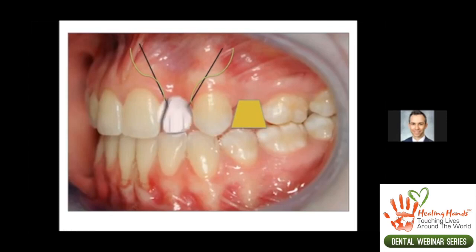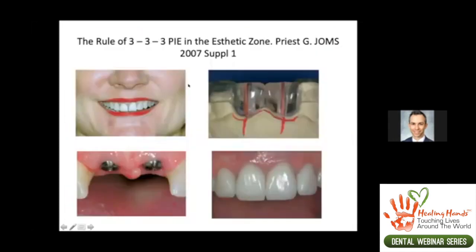Now we remember, based on the position of the lateral incisor here, that usually the zenith of the marginal gingiva is going to be about 1 millimeter more incisal than the canine and the central incisor tooth. And we want our implant to be 3 to 4 millimeters apical to the zenith of that marginal gingiva. So we want to think about what the bone looks like in that area. So 3 to 4 millimeters. Remember that 3-3-3 rule by Dr. Priest, right?